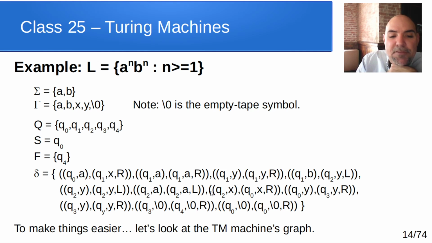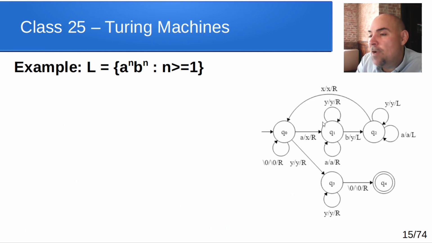So let's look at the graph. I think it'll make a lot more sense when we look at the graph. So here's what the graph looks like. If I'm in Q0 and I see an A, I write an X and I move to the right. Now that's marking that first A. Now I need to scan until I see a B. So whether I see another A or a Y, I just continue along to the right, leaving the tape alone.